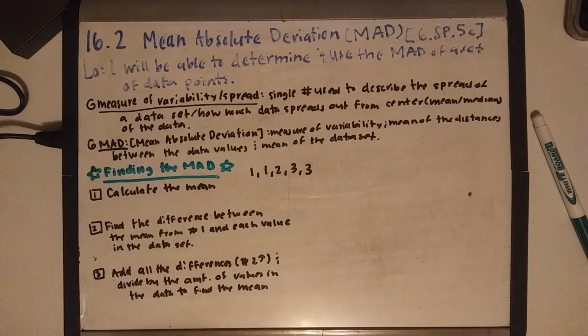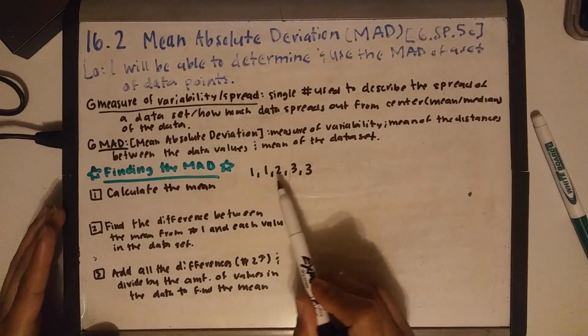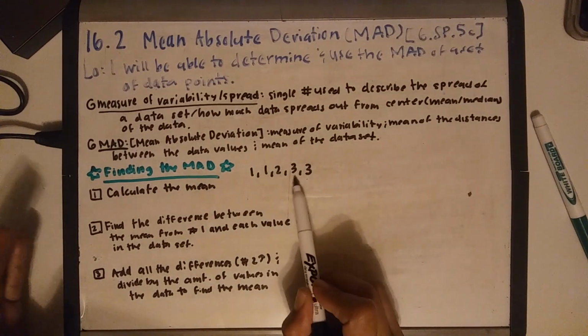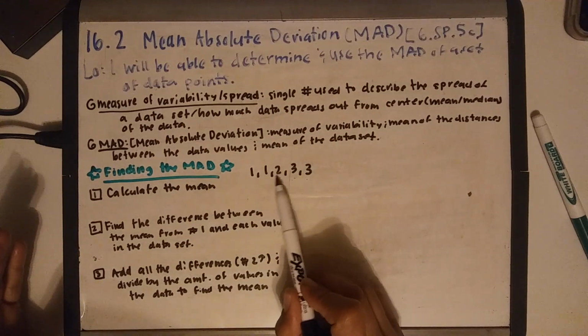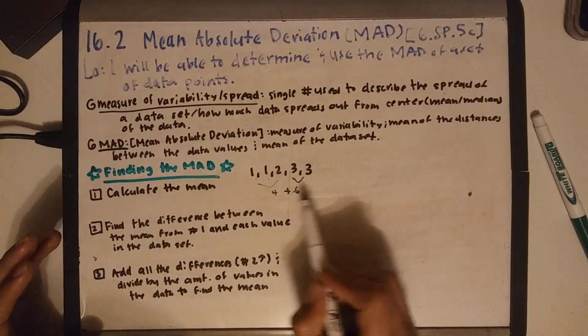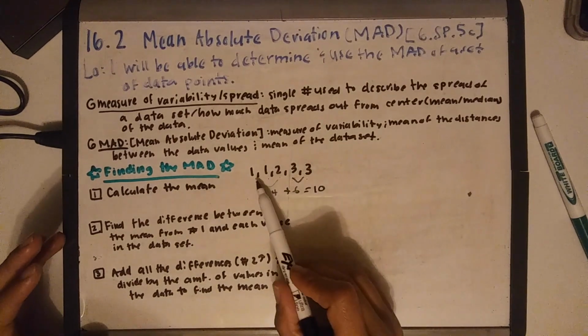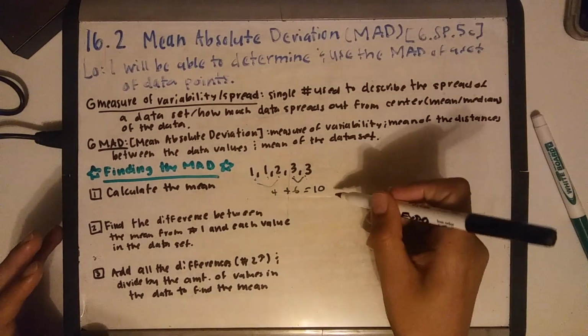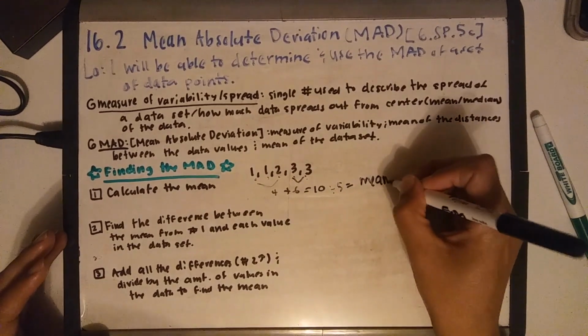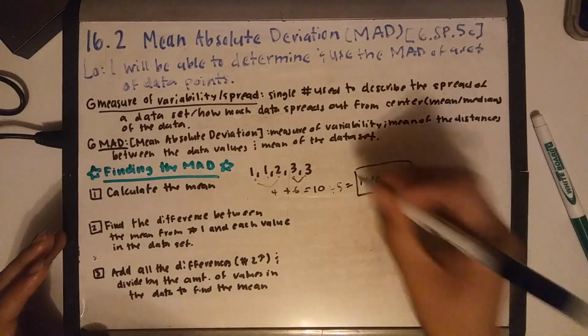So the first thing we need to do is calculate the mean. Remember, mean is the average. So I'm going to add them all up and divide by how many data points I have. So I go 3 plus 3, that's 6, and that's 2, 3, 4. So this is 4 and this is 6, so that's 10. Then I divide by 1, 2, 3, 4, 5. So 10 divided by 5 is 2. So my mean is 2. That's for the whole data set, okay?